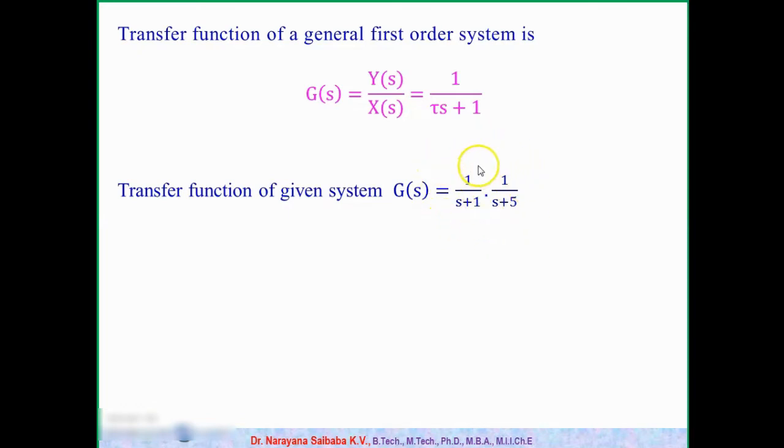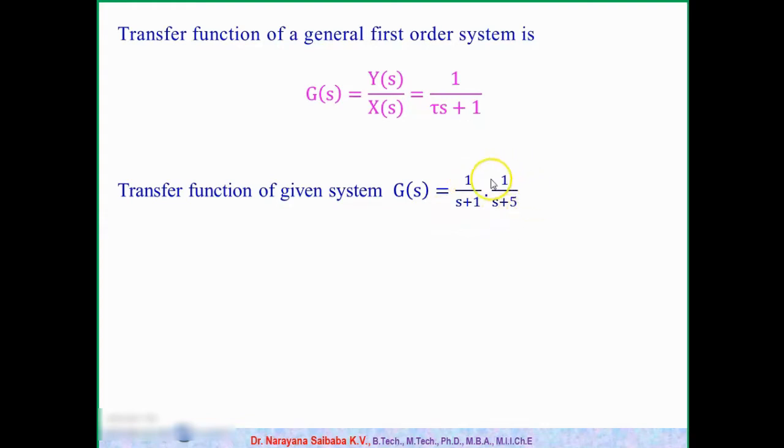If you observe the first part, it is similar to a first order system. Here also we have 1 by tau s plus 1, and here also we have the same s plus 1. So in place of tau here we have 1. That is the only difference. Remaining all will be same. So the first system is a first order system.